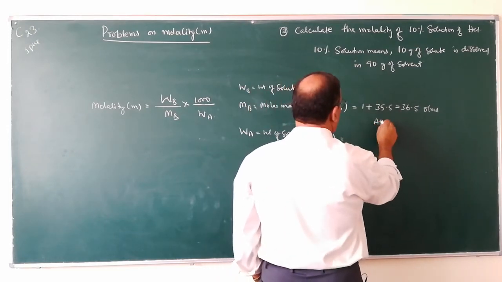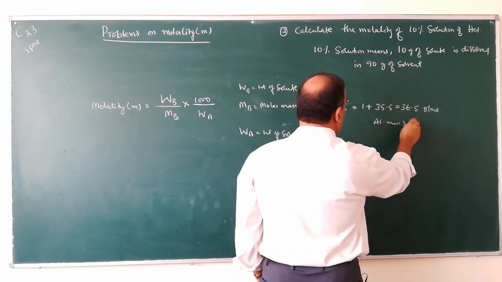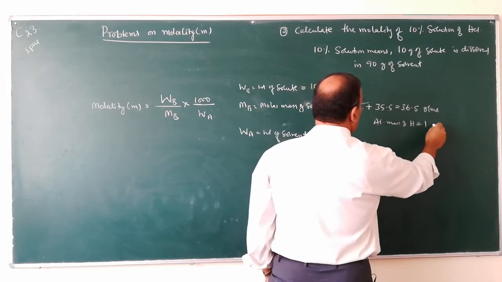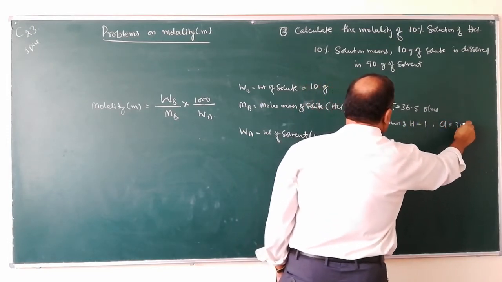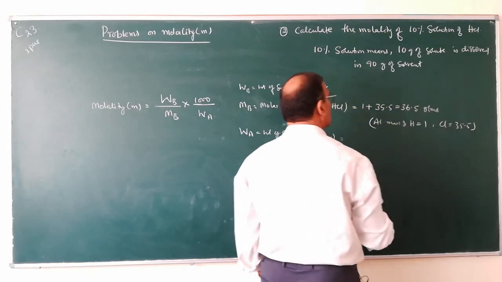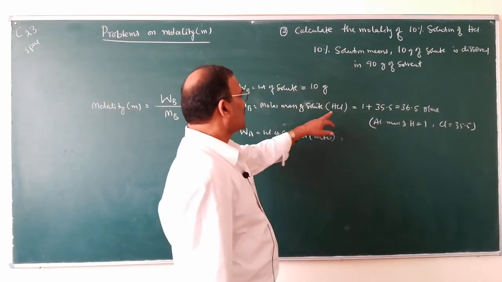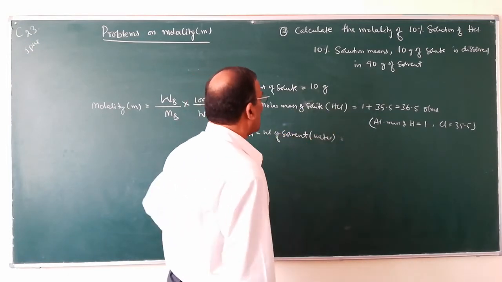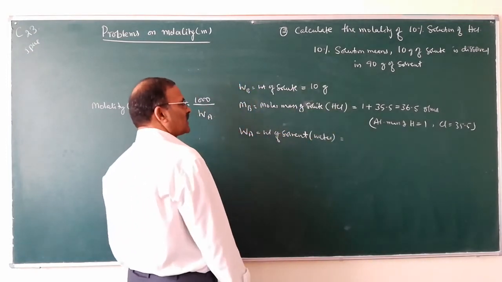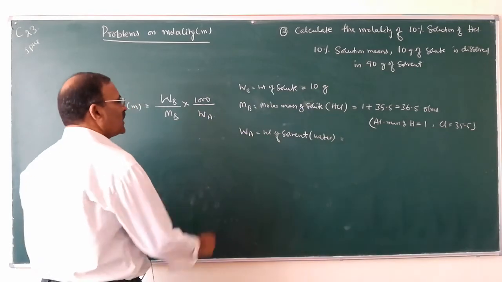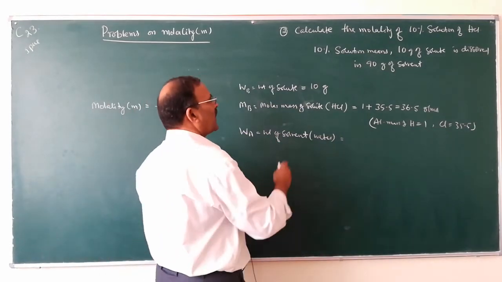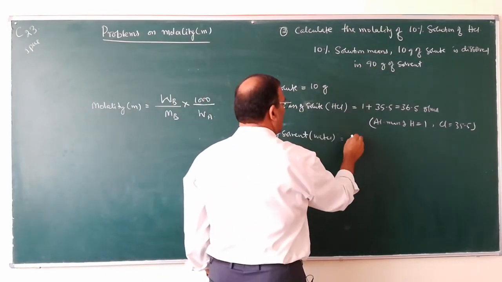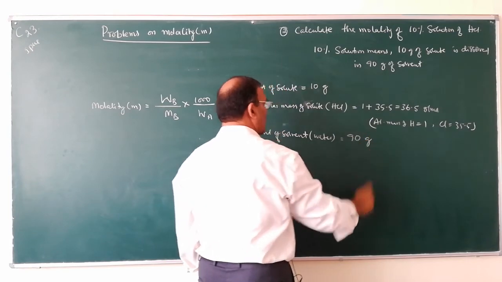So, atomic mass of hydrogen equals 1, chlorine equals 35.5. So, if you add atomic mass of hydrogen plus atomic mass of chlorine, you will get the molar mass of HCl as 36.5. Then what is the weight of the solvent? Weight of the solvent here is 90 gram.